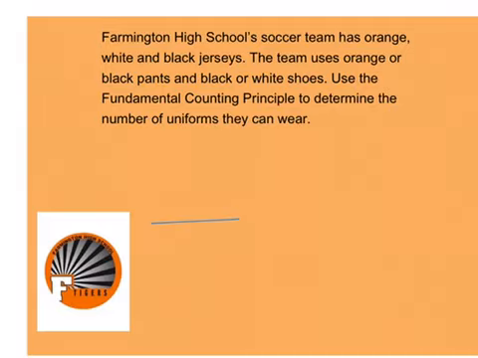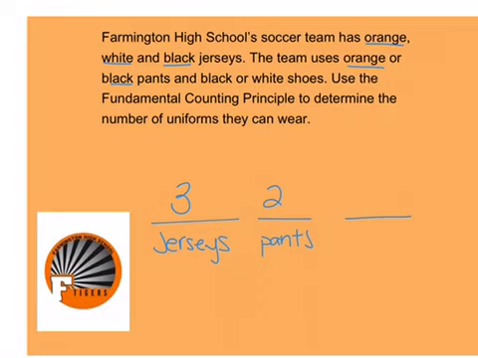So the first option they get to pick is their jersey. They get to decide what color jersey they want to wear. They have orange, white, and black. So they have 3 different options for jerseys. Then they get to pick their pants. For pants, they have orange or black. So they have 2 options there. And then they get to pick what color shoes they want to wear. They have black or white shoes. So they have 2 different options for shoes.